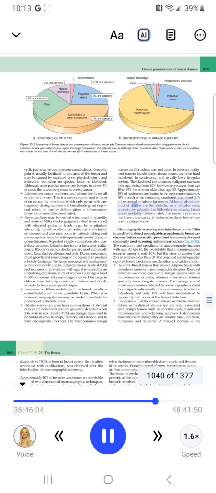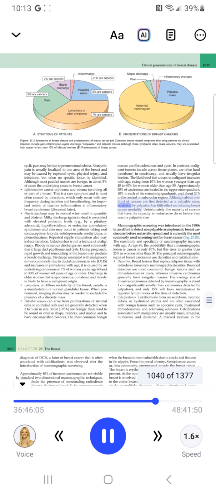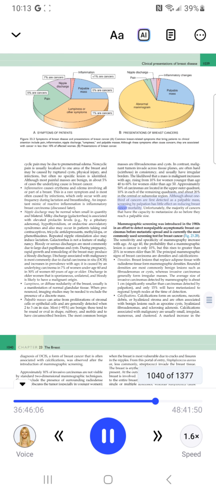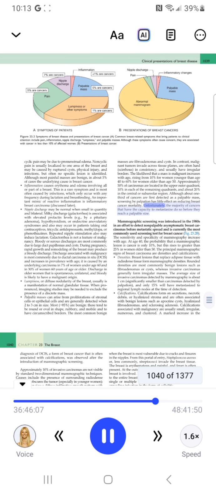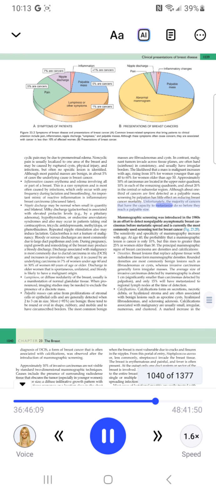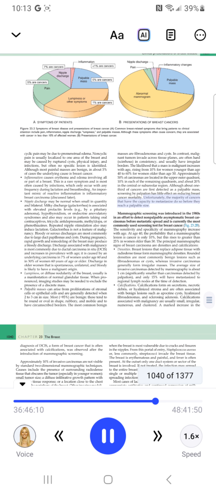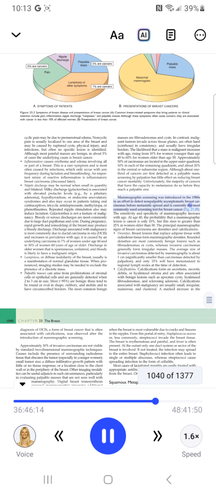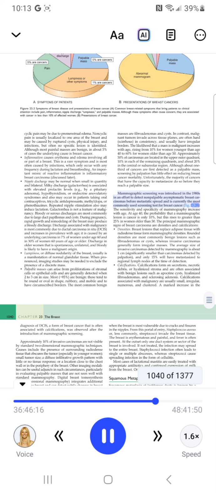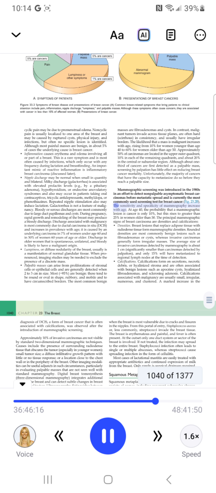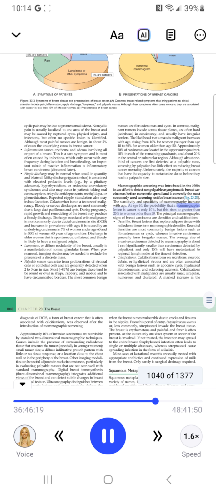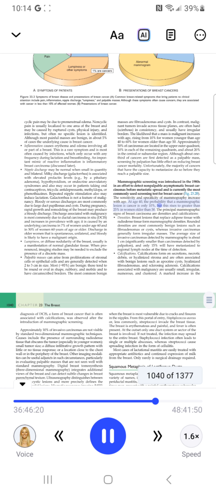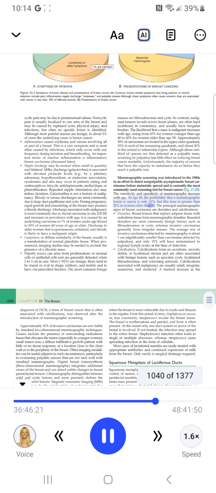Although about 1/3 of cancers are first detected as a palpable mass, screening by palpation has little effect on reducing breast cancer mortality. Unfortunately, the majority of cancers that have the capacity to metastasize do so before they reach a palpable size. Mammographic screening was introduced in the 1980s in an effort to detect non-palpable asymptomatic breast carcinomas before metastatic spread and is currently the most commonly used screening test for breast cancer, Fig. 23.2. The sensitivity and specificity of mammography increase with age. At age 40, the probability that a mammographic lesion is cancer is only 10%, but this rises to greater than 25% in women older than 50.